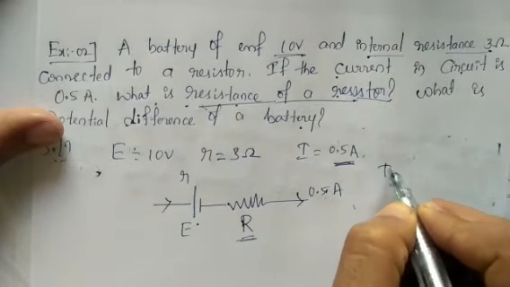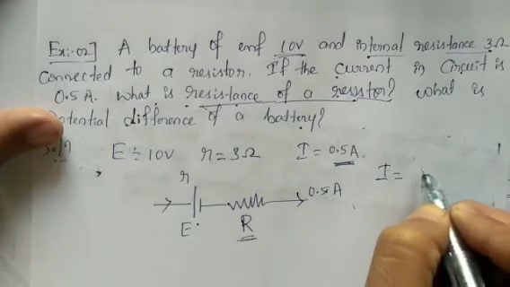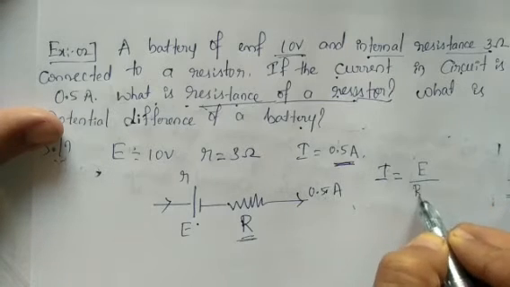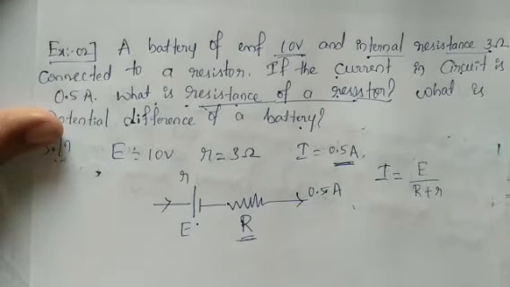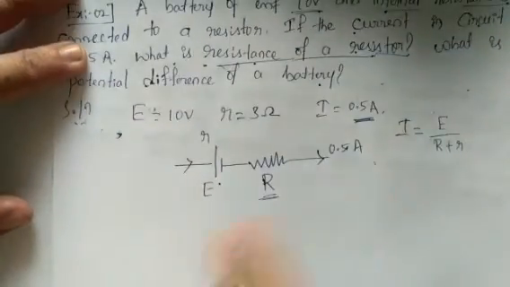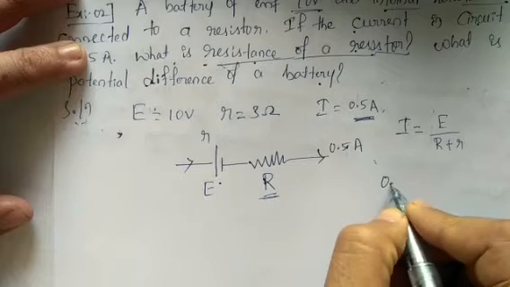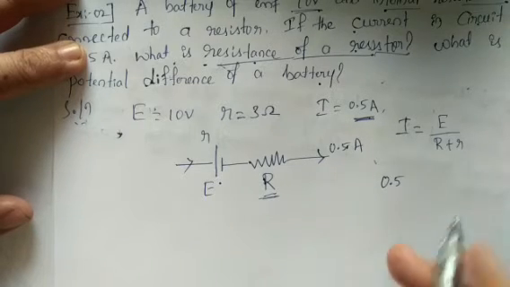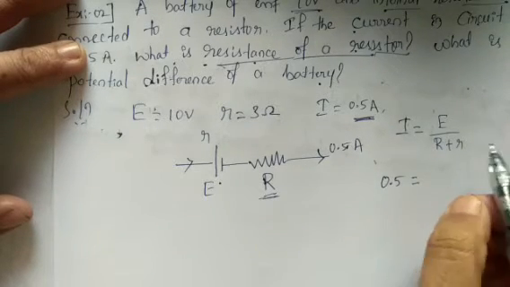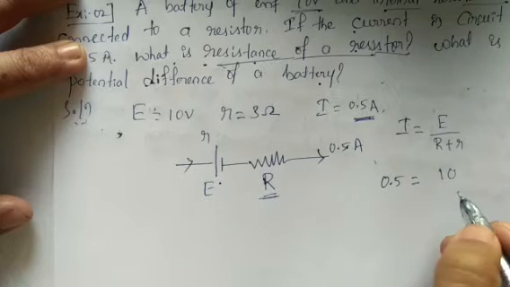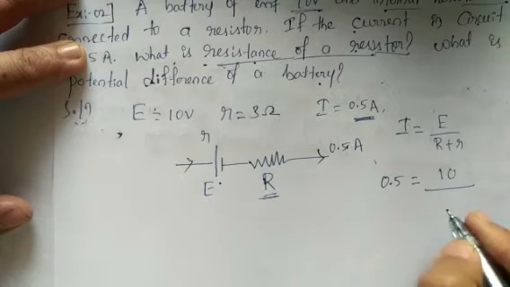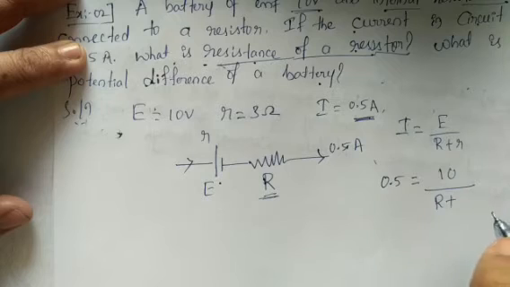In order to identify it, we have the equation I is equal to E divided by small r plus capital R. So, we'll just substitute the values. The current through the entire circuit is 0.5, which is equal to the EMF of the cell, 10 volts, divided by capital R and the internal resistance small r, which is 3 ohms here.